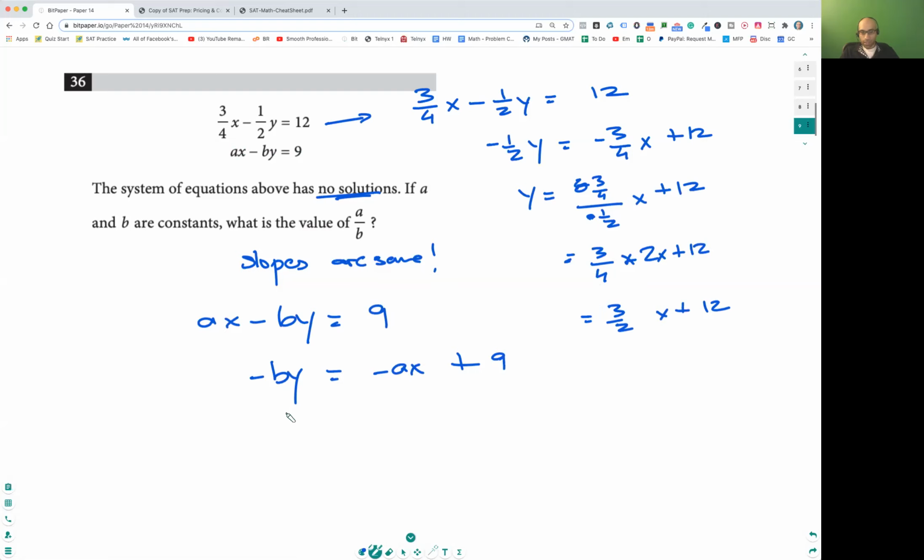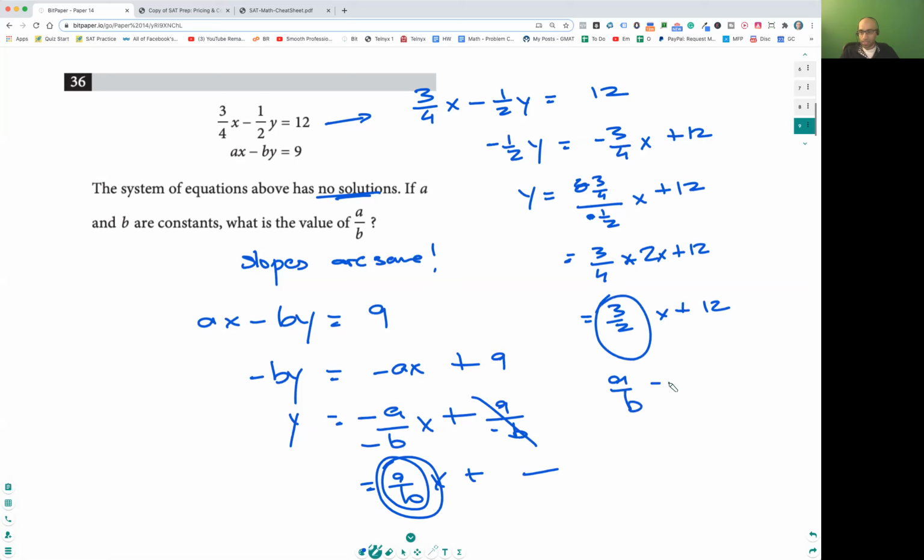Always write it as mx plus b, right? So y is equal to negative a over negative b x plus 9 over b. This is not important. This is important. This is actually a over b x plus whatever this is. Now the slopes are the same, which means this guy is equal to this guy. So a over b is equal to 3 over 2. I haven't even read the problem yet or the question, but I know a over b is equal to 3 over 2. And in fact, that's what they're asking, a over b, right?